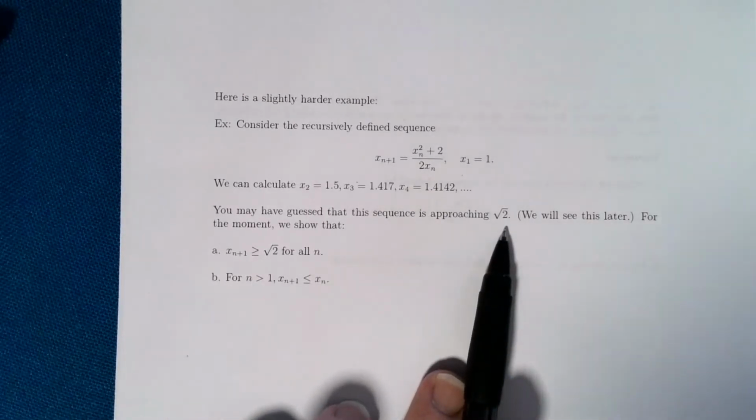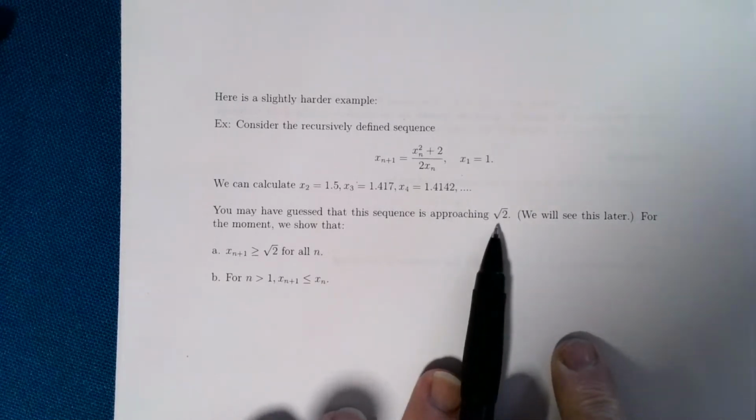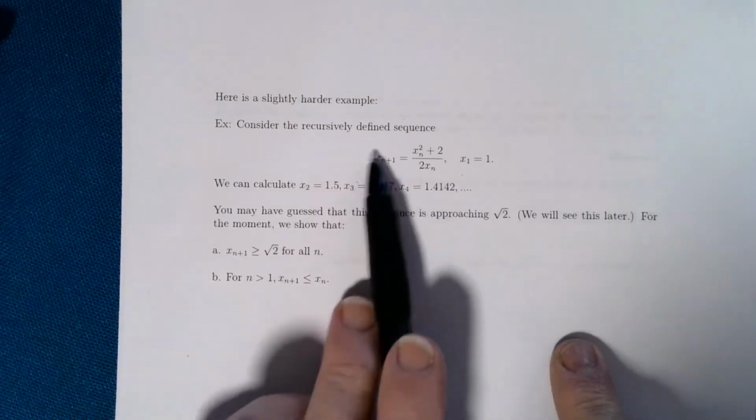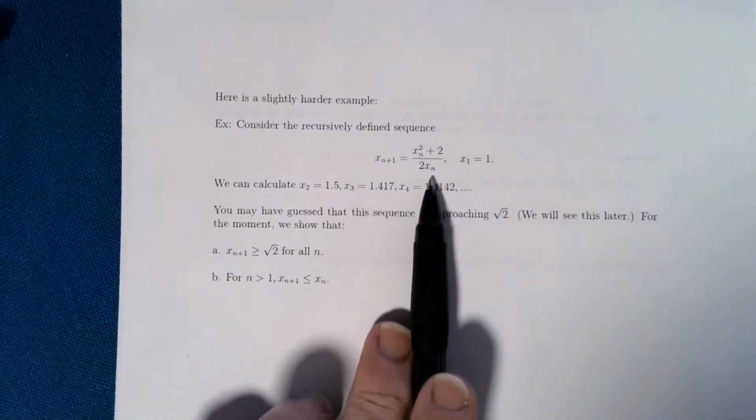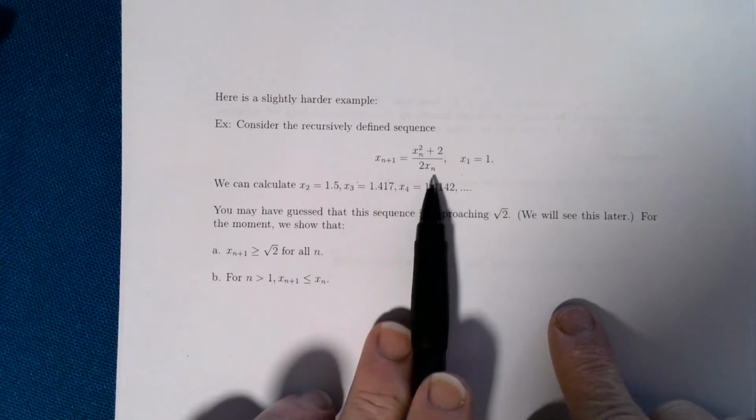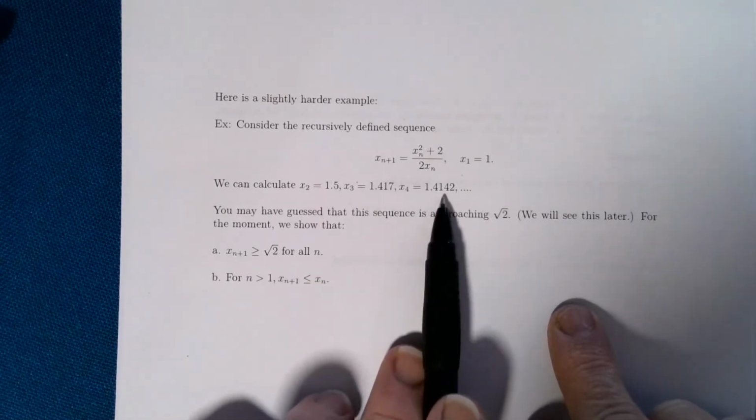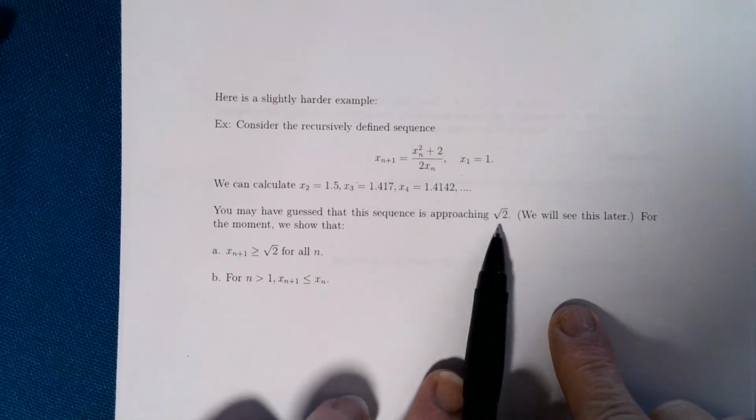In fact, we will see this and we will prove this later on more formally. This is a way of calculating root 2. If you didn't have a square root button on your calculator, this is one way of calculating root 2 to as many decimal places as you like.